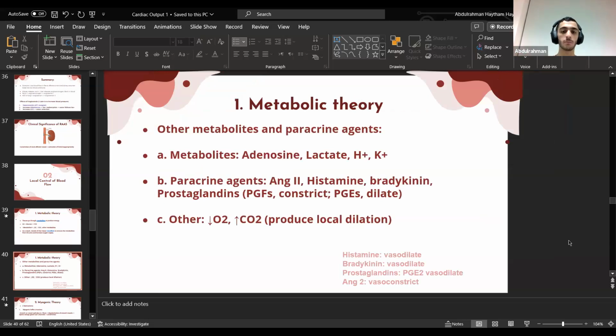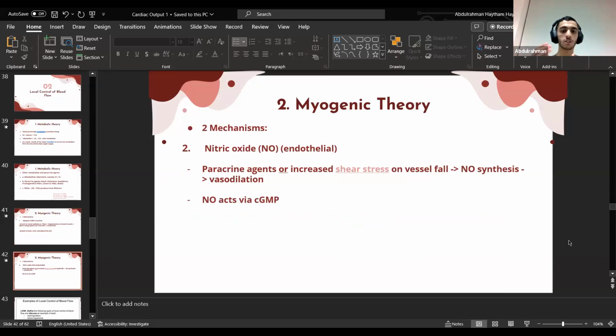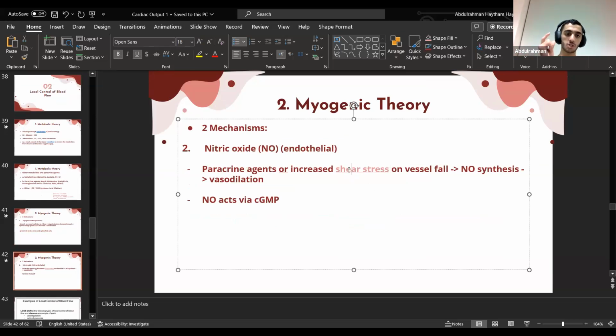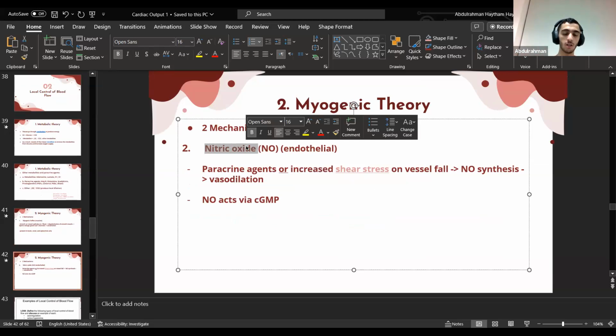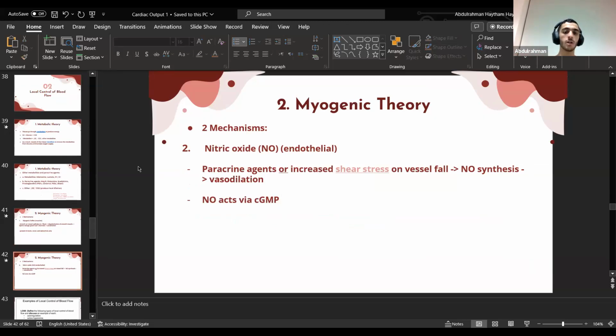As simple as that. The myogenic theory has 2 parts: the nitric oxide, and then the muscles part. The nitric oxide is in the endothelium. I highlighted and changed the color of shear stress because it's usually a keyword used in question sources and maybe in your exam. Whenever you see shear stress, most likely there will be a question related to increased shear stress, and the answer will be nitric oxide leading to vasodilation, or cyclic GMP, because nitric oxide acts through cyclic GMP. So if there is nitric oxide, there will be vasodilation due to shear stress on the vessel.